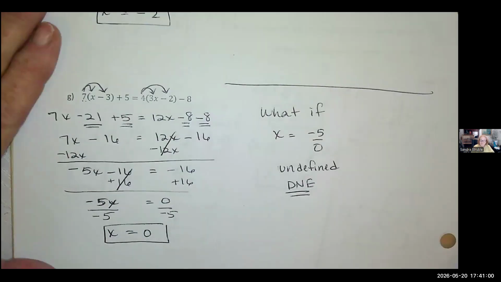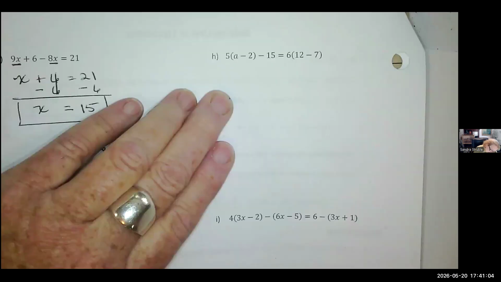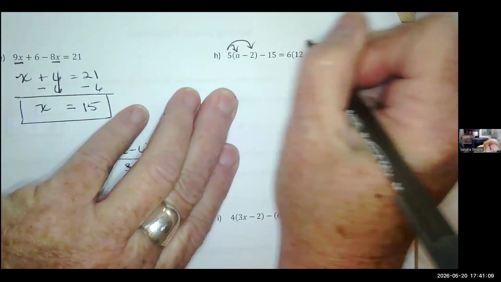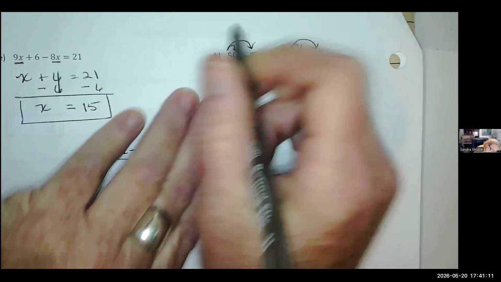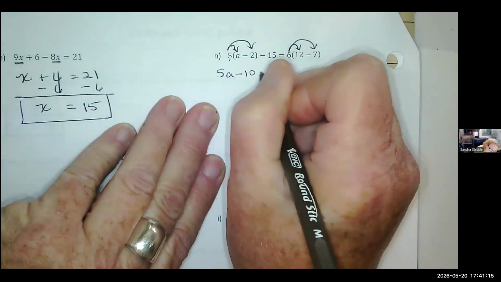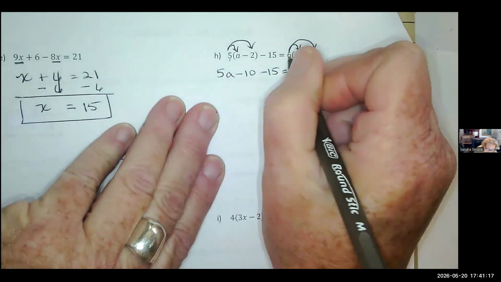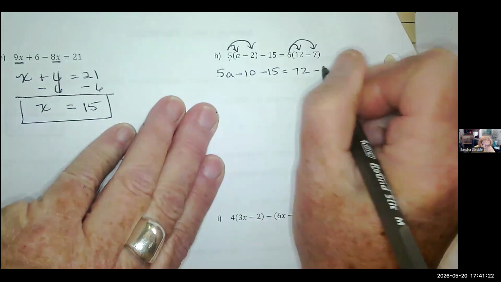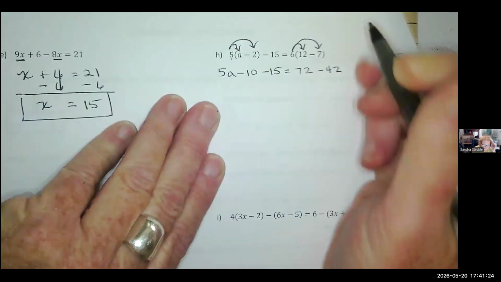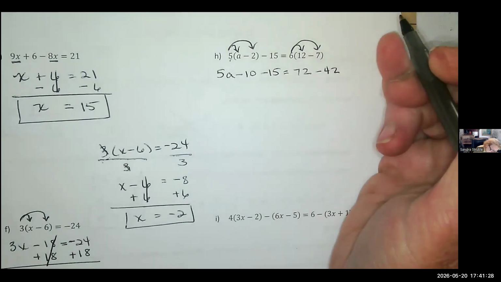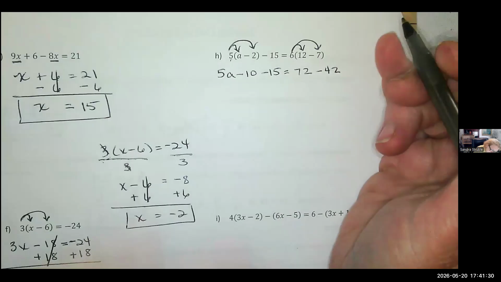Let's come back up here to H. We've got to distribute 5s and our 6s. 5 times A is 5A. 5 times -2 is -10. Bring down your -15. 6 times 12 is 72. 6 times -7 is -42. All right. Combine like terms on either side of the equal sign. Don't start moving across the equal sign yet. So these two need to be combined, and both of these need to be combined.